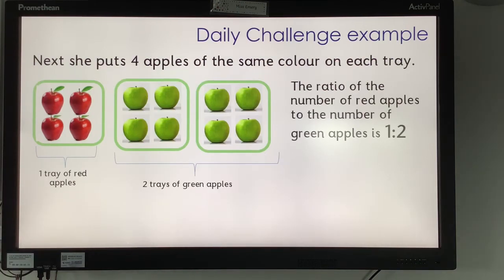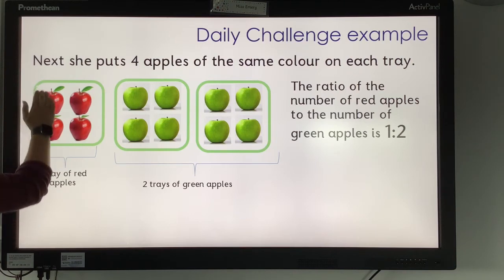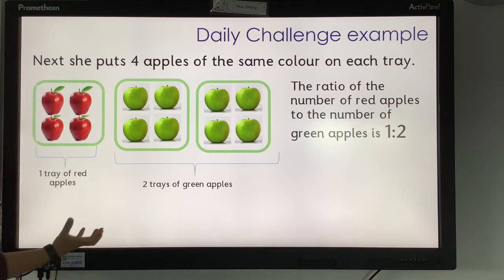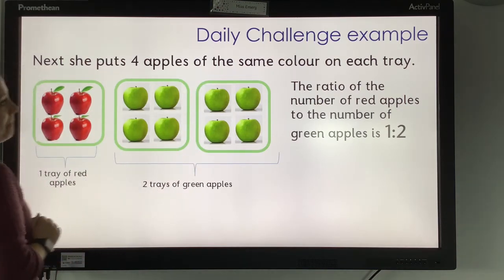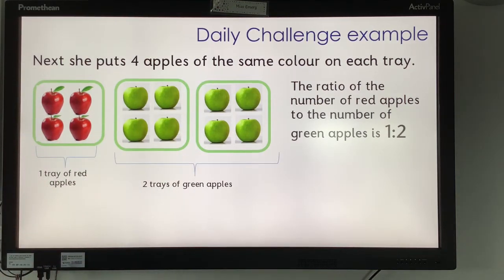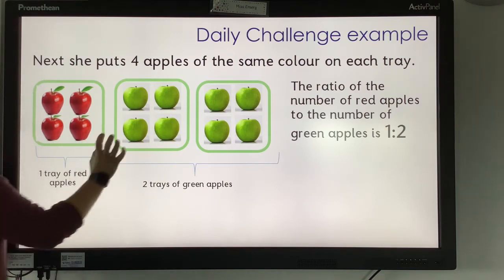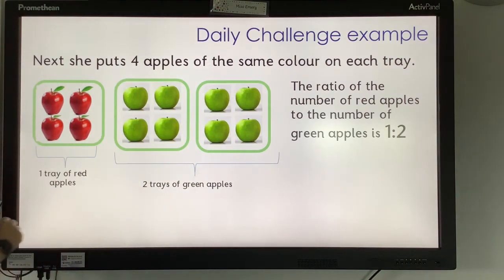Next, she puts 4 apples of the same colour on each tray. So she's still got the same number of apples, but this time she's put 4 on one tray, and she's had to do the same. It's got to be equal, but she can still put her green apples onto trays of 4. As a result now, the ratio of the number of red apples to the number of green apples is 1 to 2, because there is 1 tray of red apples to 2 trays of green apples.